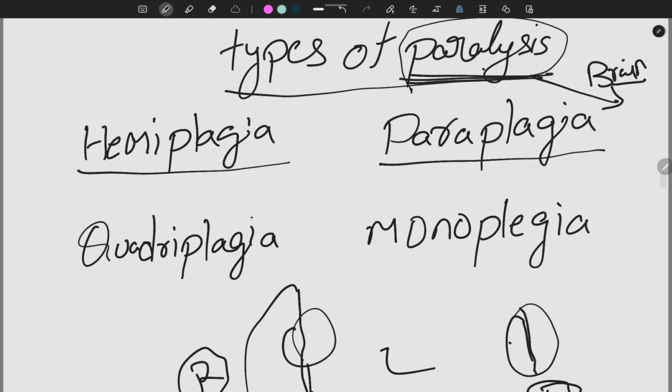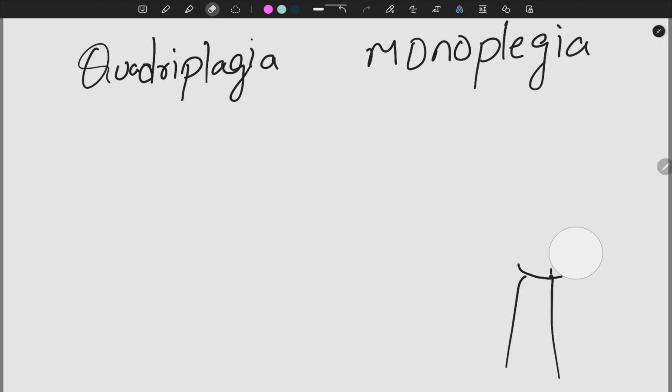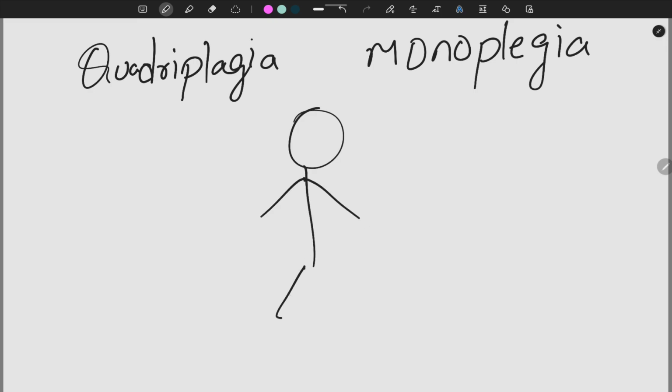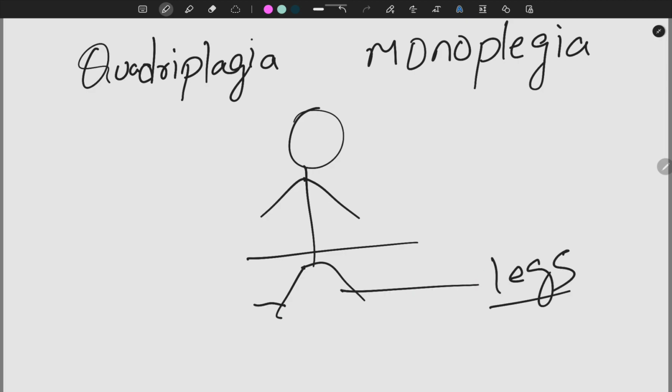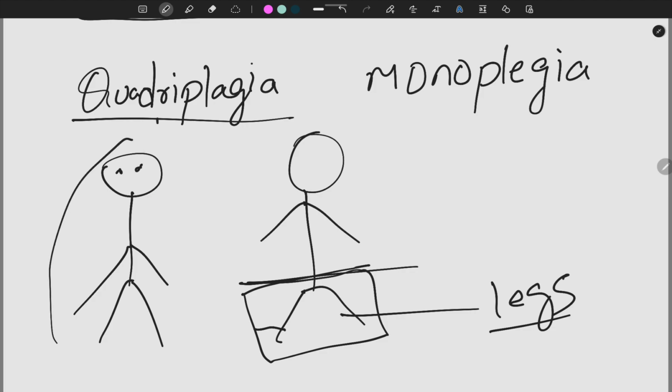So the next one is paraplegia. What is the meaning of paraplegia? In paraplegia, the lower limbs are affected by paralysis. Lower limbs are nothing but legs. So when a person is affected by paraplegia, the lower limbs are affected. The next one is quadriplegia. In quadriplegia, the whole body is affected. The person will have whole-body paralysis, that is quadriplegia.